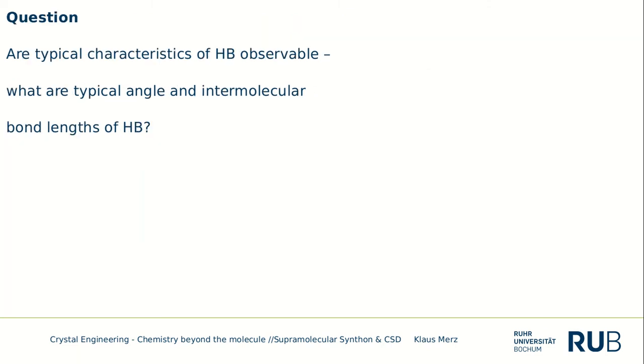Well, one example. Are there typical characteristics of hydrogen bonds observable? And if yes, what are typical angles and intermolecular bond lengths of hydrogen bonds? Can you answer this question directly? I believe not. But by using the Cambridge Structural Database, you will be able to answer this question.